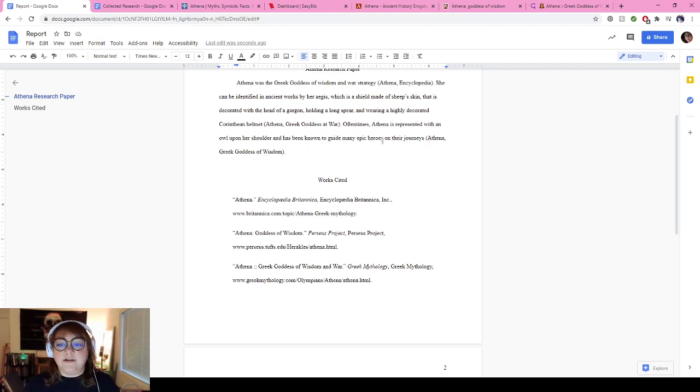Like I said, it doesn't have to be every sentence because you might have multiple sentences from the same source. But every chunk of information that you have received from another website needs to have an in-text citation after it. This step cannot be completed until your works cited page is completed. So I would make sure to do your works cited page first before you come back to do your in-text citations.